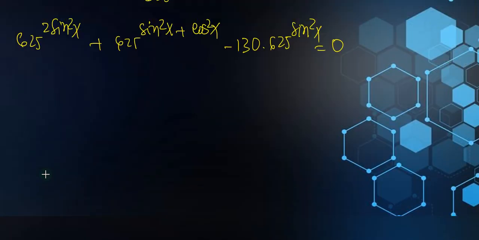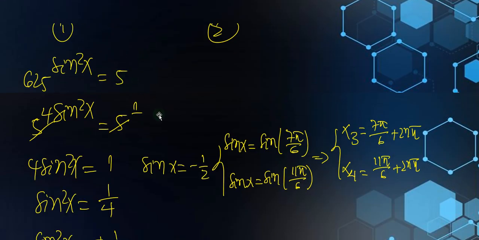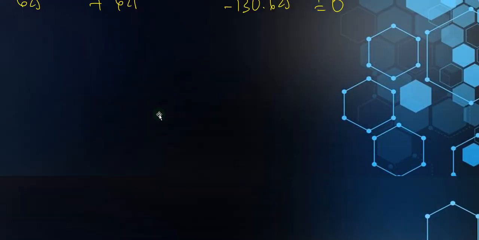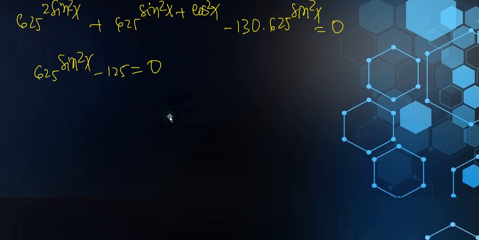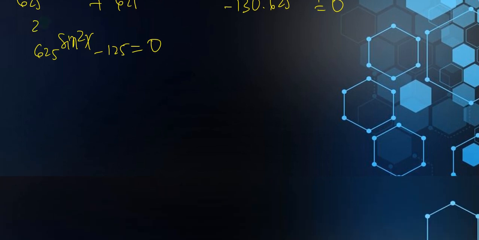Okay, so guys, now we have the second case. Let me just show you. The second case, I just erased this, but I remember it. Let me write it down. So the second case was 625 to the sine square x minus 135 equals 0. Okay, so this was the second one.